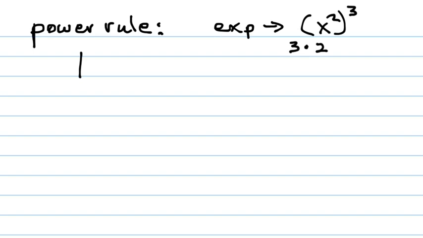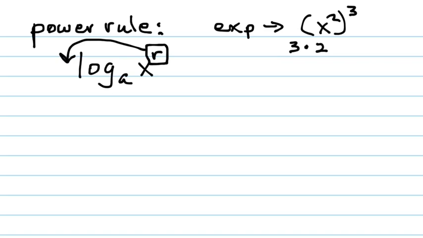So say we have some log base a of x to the r power. Okay? So do you see that our argument has an exponent on it? So what we're going to do is take that r and simply move it in front of the log. So it's the same as r times log base a of x. So it gets rid of the exponent. It puts it in front and it becomes a multiplier.